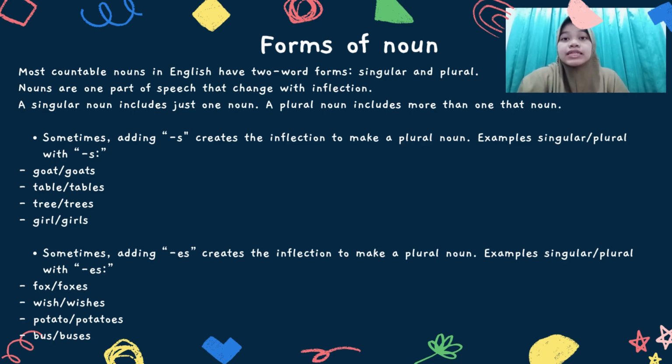For the first example, sometimes adding s creates the inflection to make a plural noun. Examples, singular or plural with s: good or goods, table and tables, tree and trees, and girl and girls. And second, sometimes adding es creates the inflection to make a plural noun. For example: fox or foxes, wish, wishes, potato, potatoes, and bus with buses.